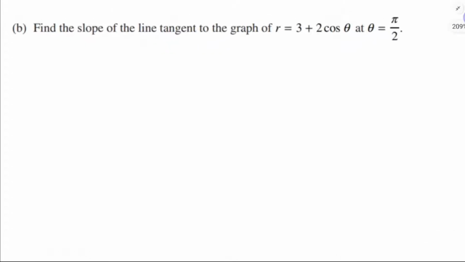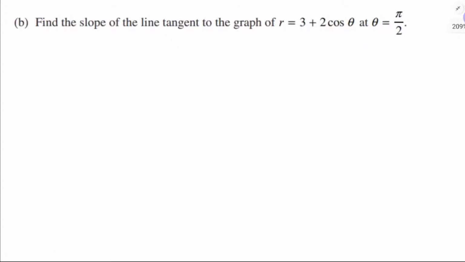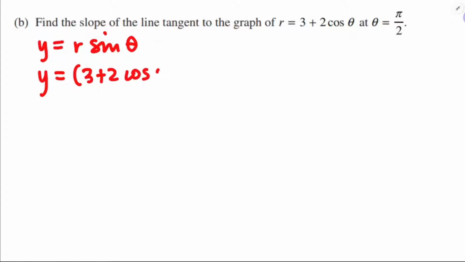Okay, and we know that this is one of those problems that involves quite a bit of algebra and definitely product rule. So we're going to need y and x, and then take the derivative of each of those, plug in pi over 2. It's going to be a whole process. So y equals r sine theta. That's something that's really important for us to know. Okay, so that's going to be 3 plus 2 cosine theta multiplied by sine theta.